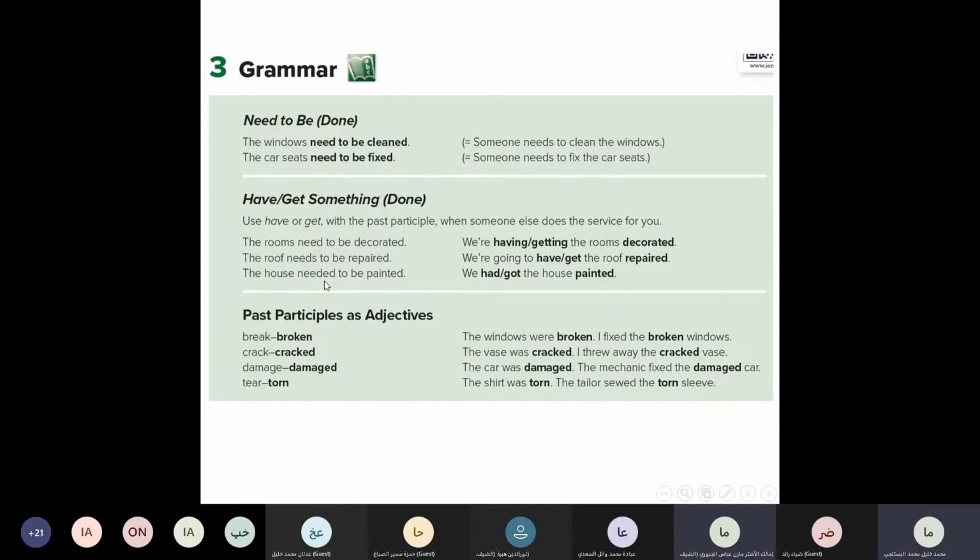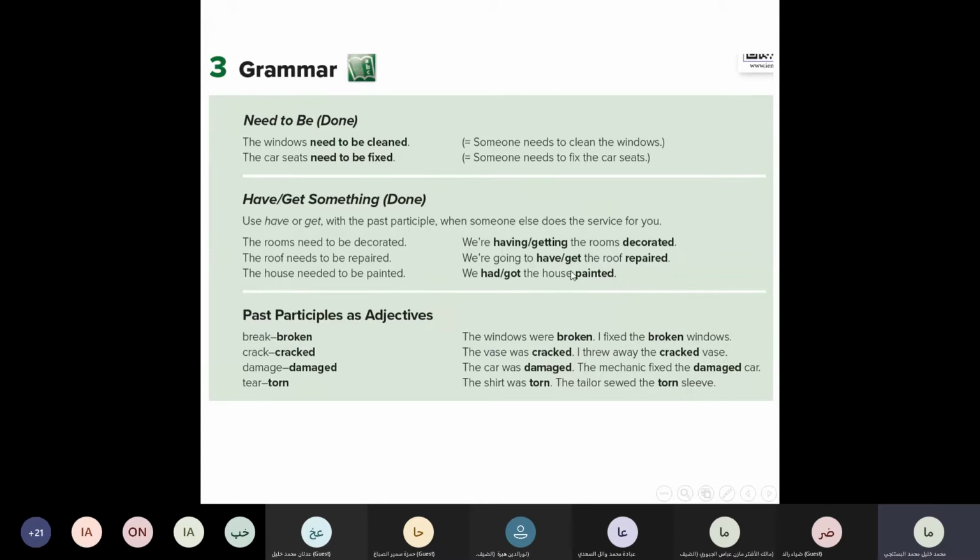The house needed to be painted. We had our house painted. Painted. Good. So here you realize the sentence is in the past. The house needed to be painted. So we had the house painted. In other words, we asked someone and they came and painted it. We had or we got the house painted.